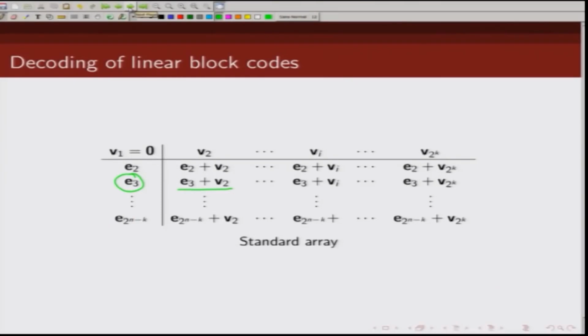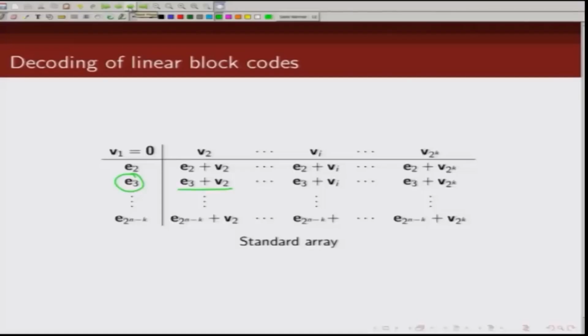Again, let me just recap how we are constructing the standard array. The first row of this array is the set of code words V1 to V2 raised to power k, and the leftmost entry here is the all 0 code word. Next, we pick up an error vector which has not happened in any of the previous rows, and then we add that error vector to each of the code words and put the new element under the same column as that code word, and we continue doing that until we have put all the possible vectors in this array.